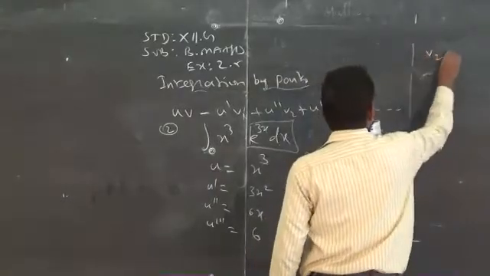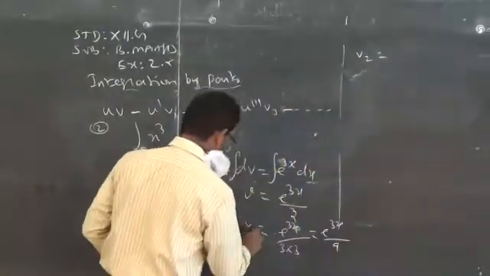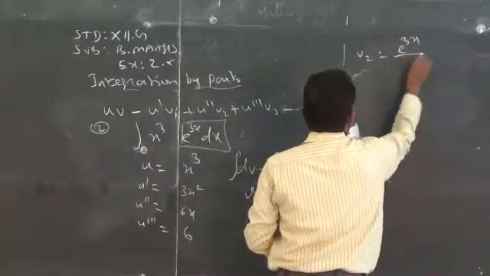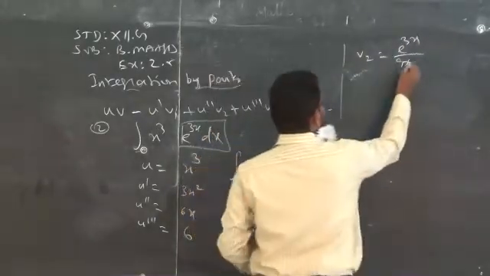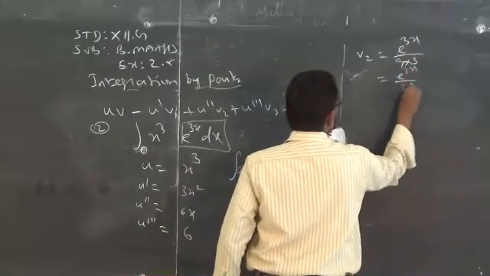So what is the v2? Again you have to integrate. Integration of v1 is v2. e power 3x integrates to e power 3x by 3, and again by 3, so already we have denominator 9, and one more 3 will come in the denominator. So after integrating e power 3x, you will get 27.